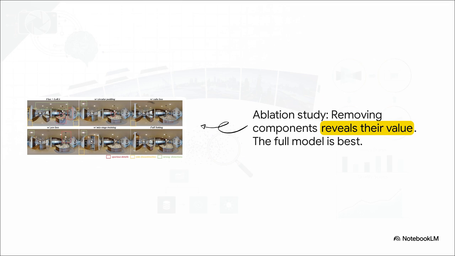Add circular padding, boom, the seam at the edge disappears. Add cube loss, boom, the weird distortions at the pole get fixed. Add yaw loss, boom, the overall scene becomes more coherent. It proves that there's no single magic bullet here. It's the careful combination of all these clever ideas working in harmony that creates that stunning final result.